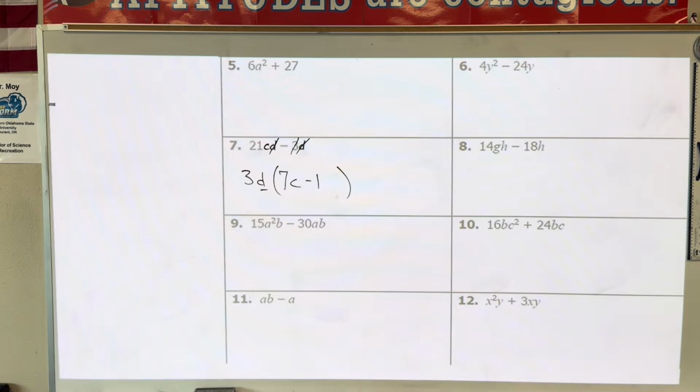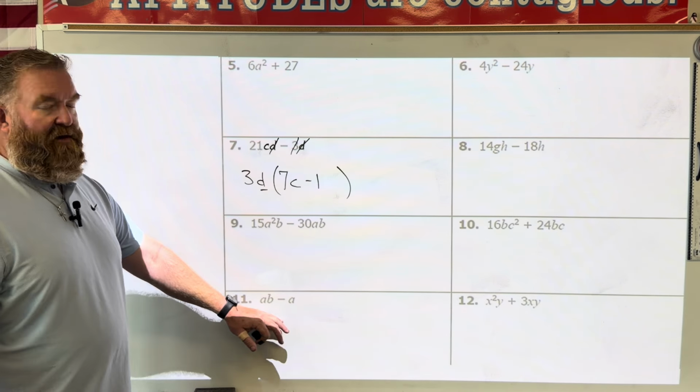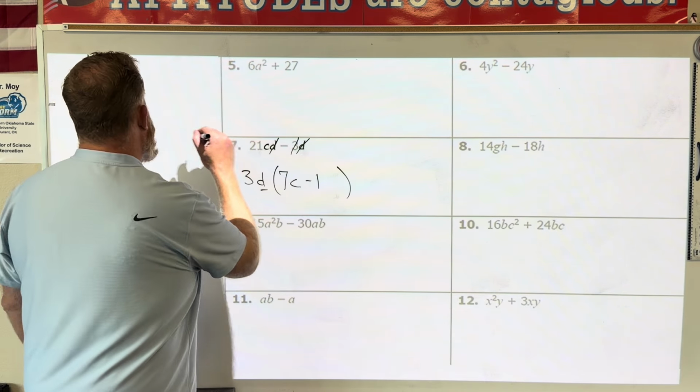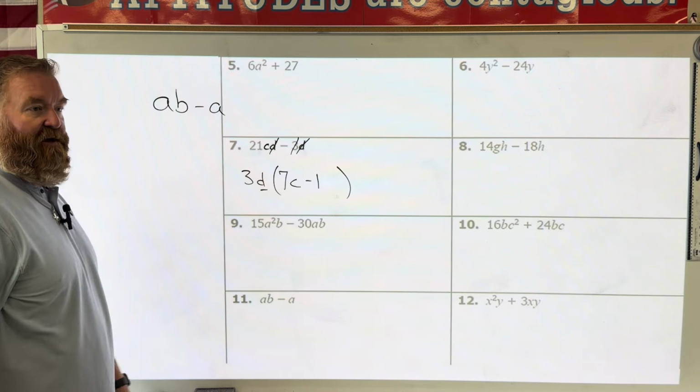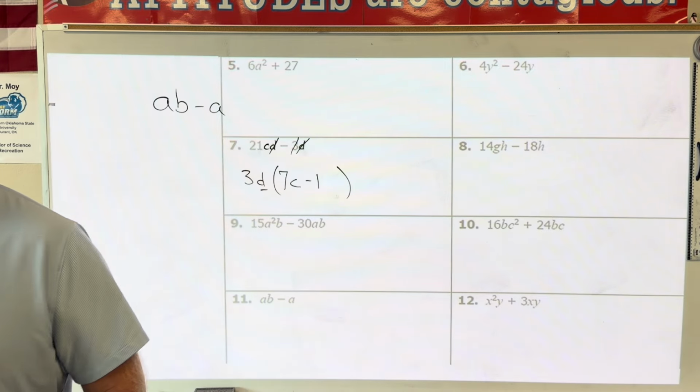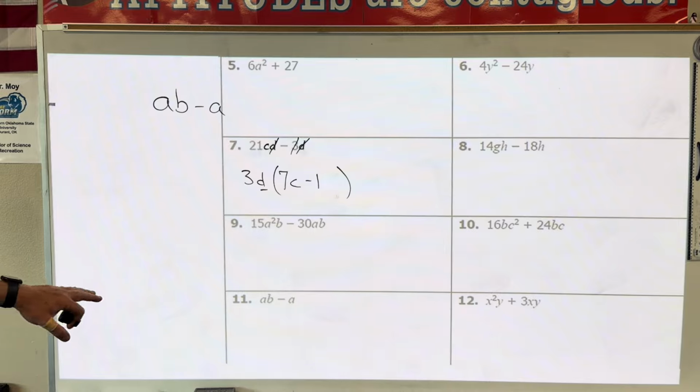All right, let's go to Kenley. Why don't you pick one? 11. Let's go to 11. AB minus A. Now it's all the way down there, but I'm going to put it up here. Fair? Because I'm 6'5", and I just don't want to bend over. AB minus A. This is number 11 down the bottom corner.